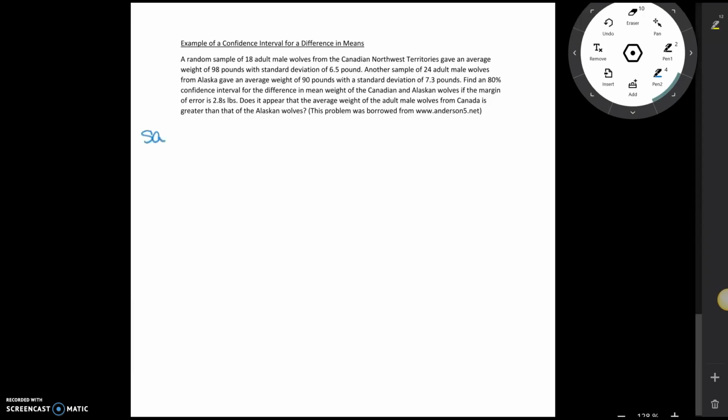So we're always going to start with our sample size check. All right, so notice that we've got 18 Canadian wolves. And we've got 24 Alaskan wolves.